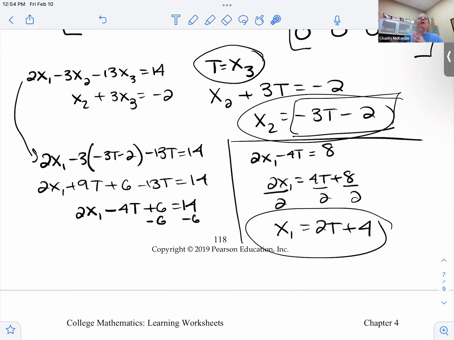So in the past, we always just said, oh yeah, there's infinitely many solutions. They're actually pretty specific. They are on this line or they're on this graph. And we're just making you be more specific with your solutions.